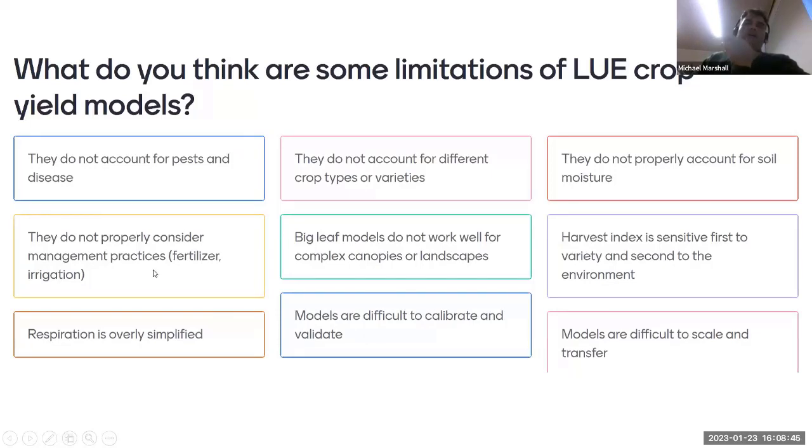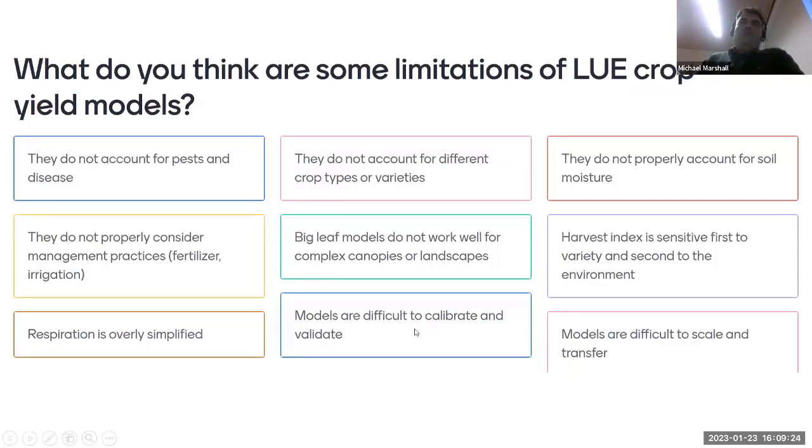So let's say you don't apply fertilizer or you start skimping on the water, you will see a change in fPAR because of that. So that's why I mean it's not directly accounted for. Respiration is overly simplified. They do not account for different crop types or varieties. This is what Dr. Sabash pointed out. Big leaf models do not work well for complex canopies or landscapes. Crops are fairly simple from a canopy structure perspective, but a tropical forest canopy, a rainforest for example, is very complex. So these models have a lot of trouble there.